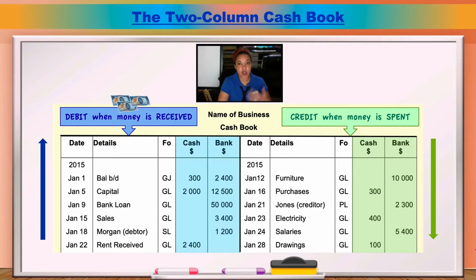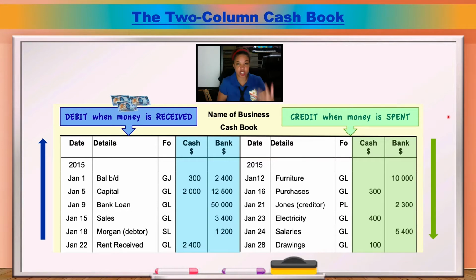So we go very simply, and once again, the statement is that you debit whenever money is received. You have your columns on the debit side to represent cash received and money in the bank. So every time you receive, you would either debit the cash column or your bank column. And for your credit side, you have the same columns, cash account and bank account, and you credit or put it on this side whenever you spend money. Just remember, you have your debit side, you have your credit side. On both sides, you have the cash account, which is cash in hand, and the bank account, which is cash in the bank.